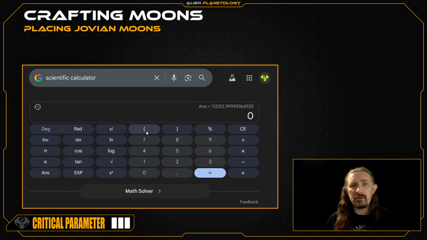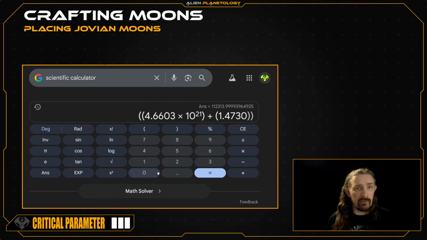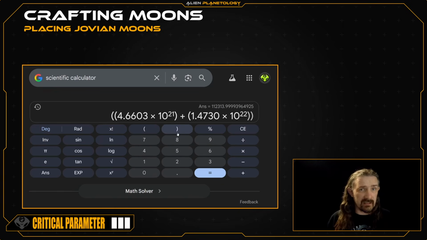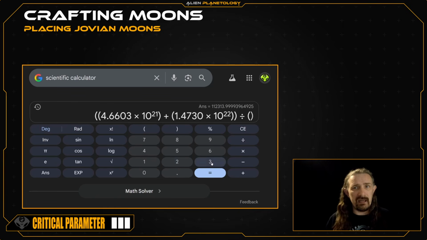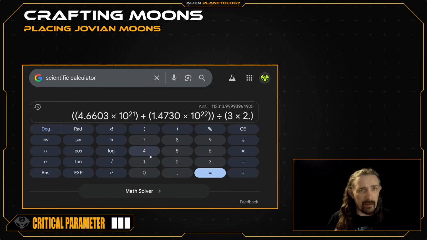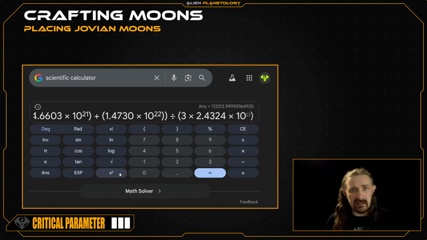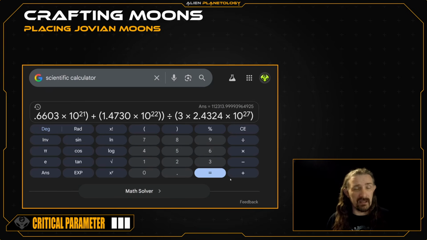In the calculator, start by opening two parentheses. Enter the mass of your inner moon, close one parenthesis, plus, open another parenthesis, enter the mass of the outer moon, and then close both parentheses. Divide and open another parenthesis. Enter 3 times the mass of your parent planet and then close the parentheses. Your equation should look something like this.